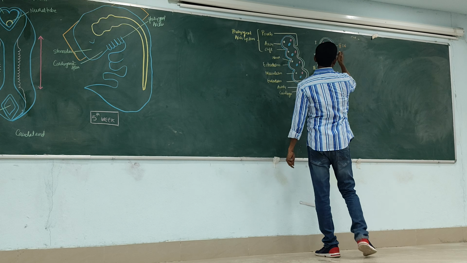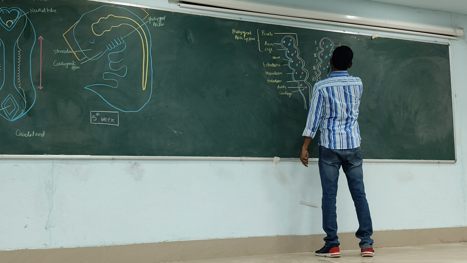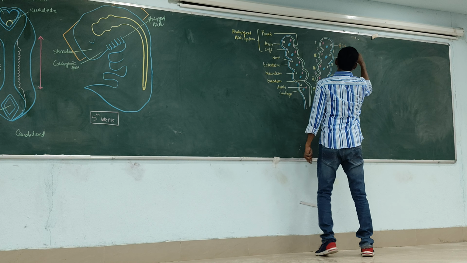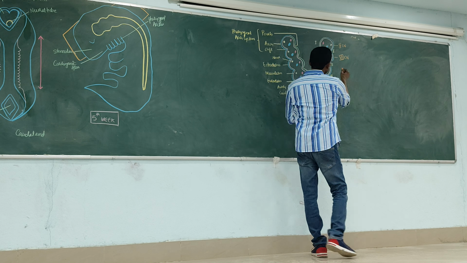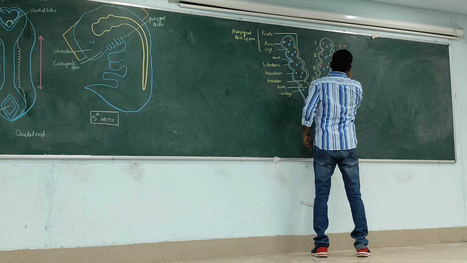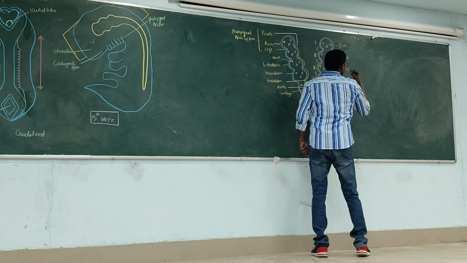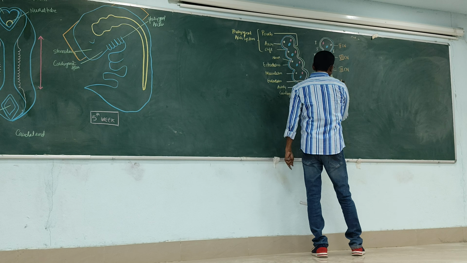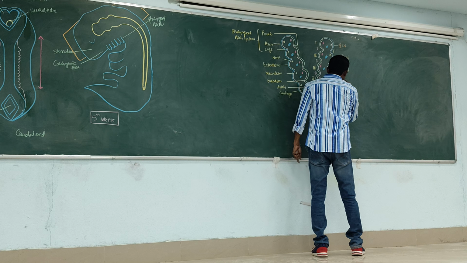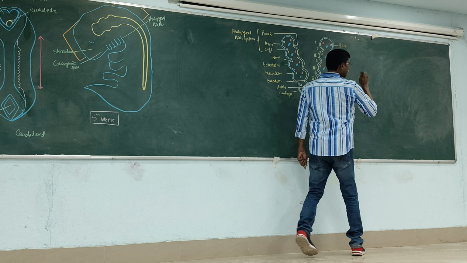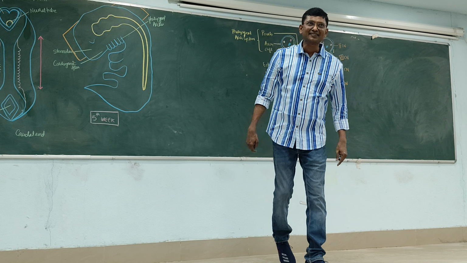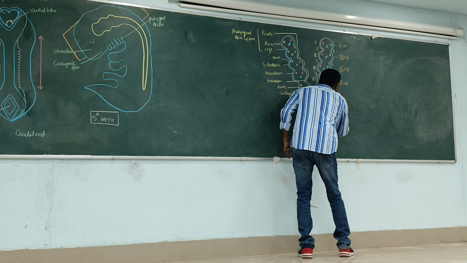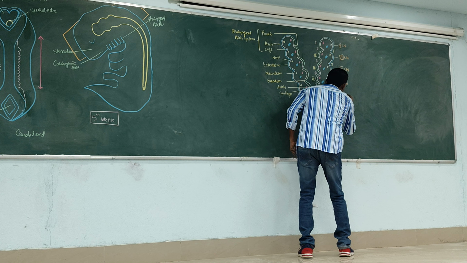Now the second pharyngeal arch has its nerve called the 7th cranial nerve, the facial nerve. The third pharyngeal arch has its nerve called the 9th cranial nerve, the glossopharyngeal nerve. And now the 4th pharyngeal arch will also have its own nerve, the 10th cranial nerve, the vagus nerve. Now coming to the 6th pharyngeal arch, it is also having its own nerve by name recurrent.